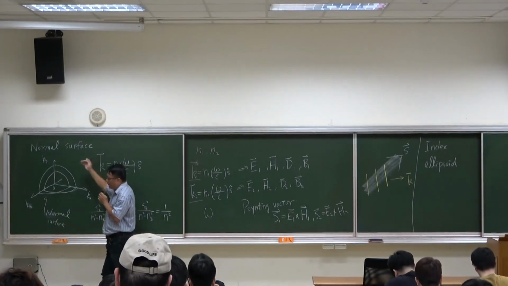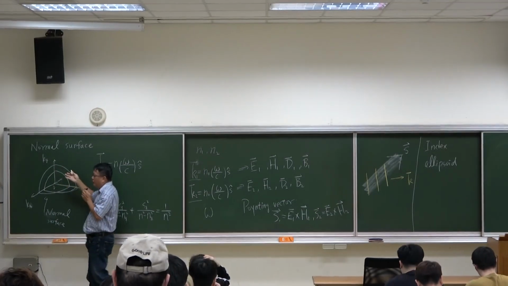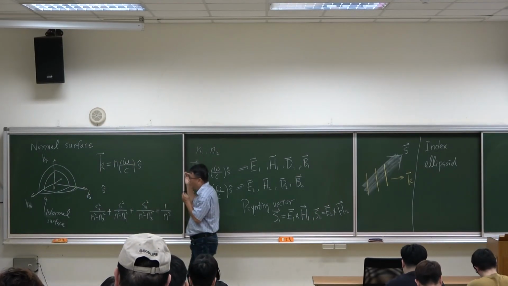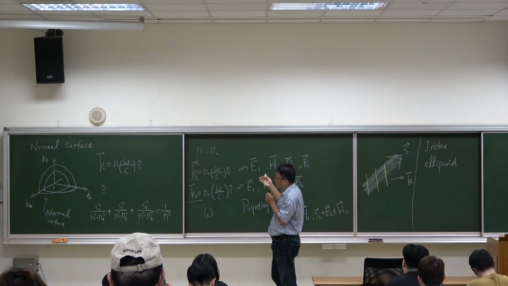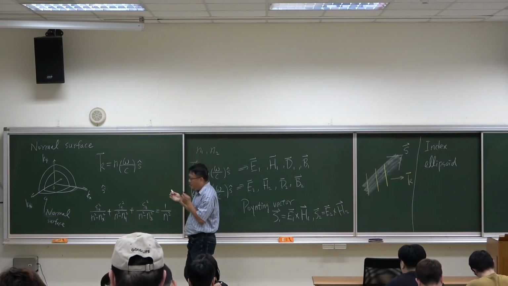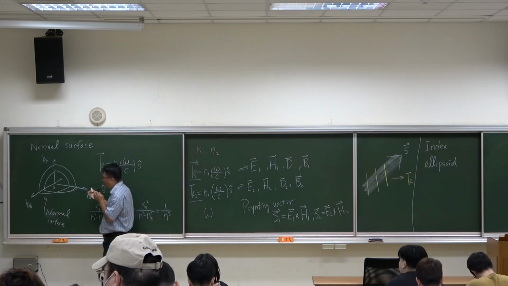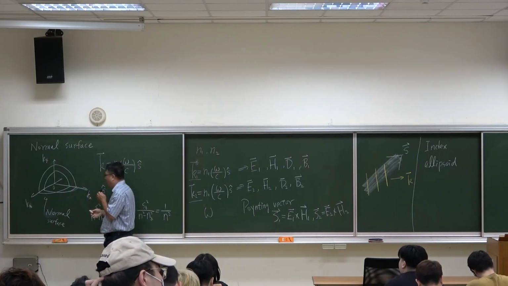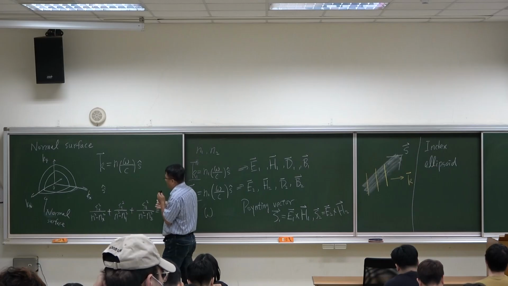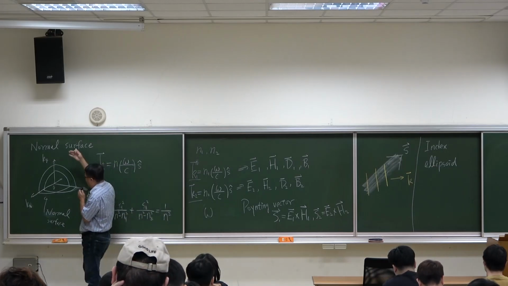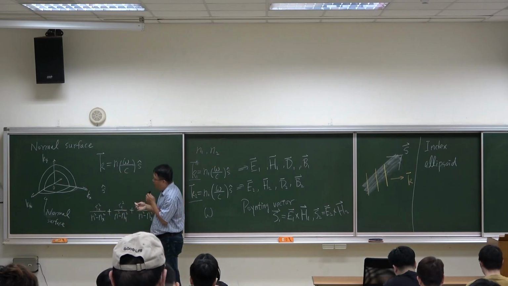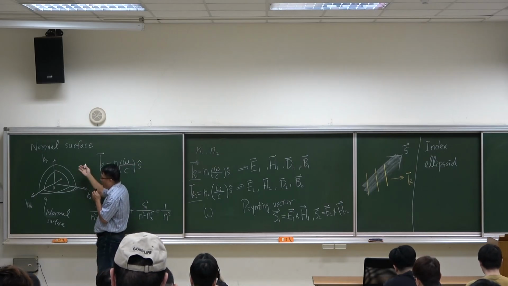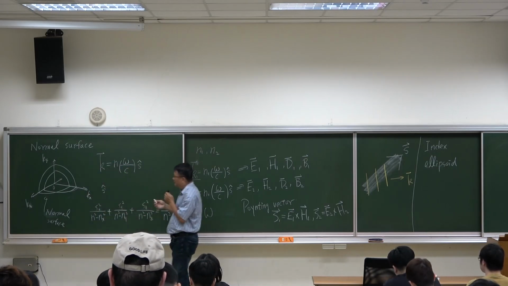So the normal surface is in general a double shell structure, and this double shell structure you cannot identify as an ellipsoid or sphere, something like that. It is a more complicated surface, but the intersection of the normal surface with the three coordinate planes always gives us one circle and one ellipse. Okay.